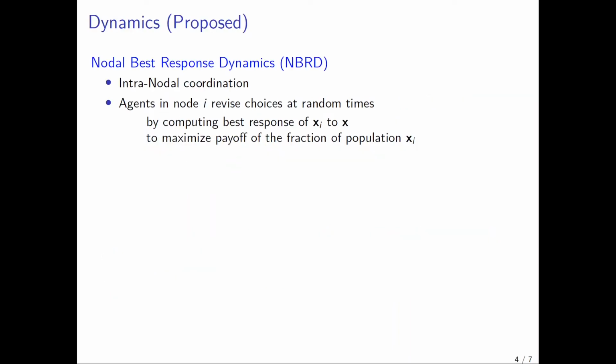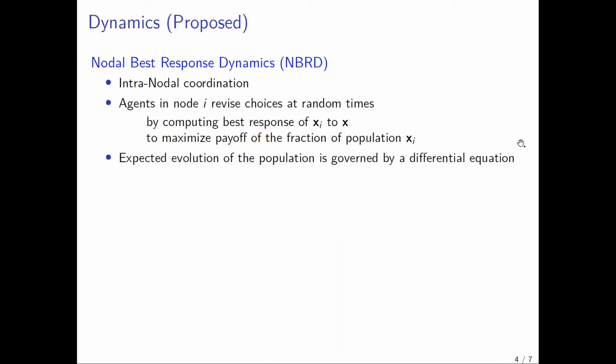For that, we propose two dynamics. The first being nodal best response dynamics, or NBRD. Here we have intranodal coordination. That is, the agents in node i revise their choices at random times, but by computing the best response of the fraction x_i to the current population configuration x. And they do so in order to maximize the payoff of the fraction x_i as a whole. The expected evolution of the population in this case is governed by a differential equation.